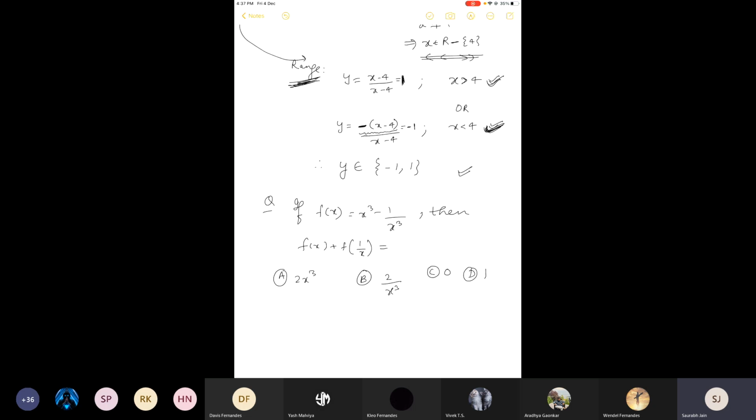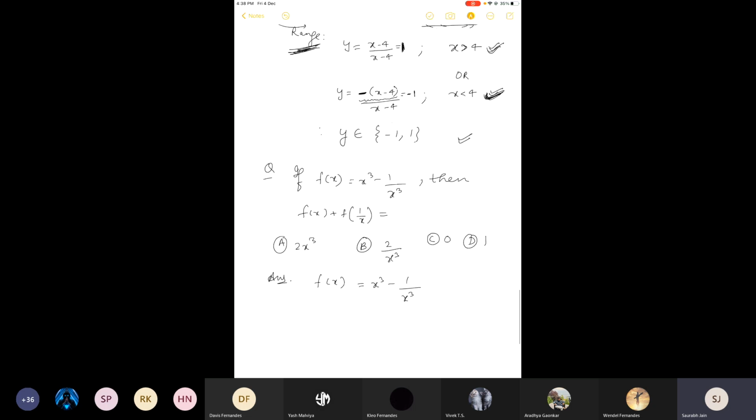Okay, so here f(x) is clear. f(x) is x cube minus 1 upon x cube. From this relation only, we are going to find f of 1 by x. Can you tell me how we'll find f of 1 by x? Reciprocal of the thing. Yes, correct. Because whatever x is here, its cube is here and its cube is coming here.